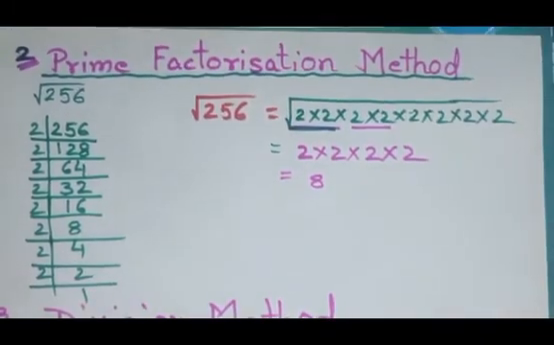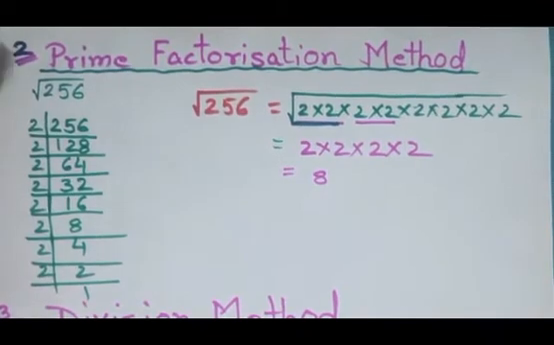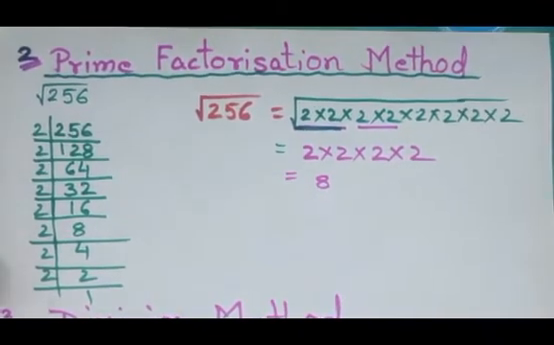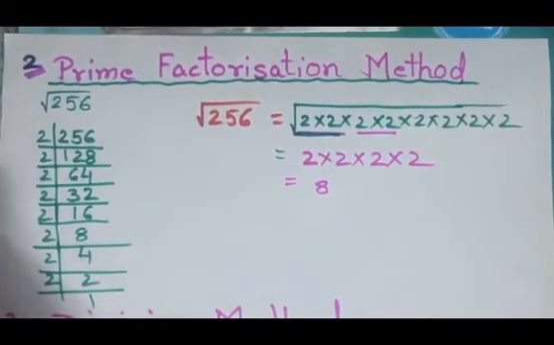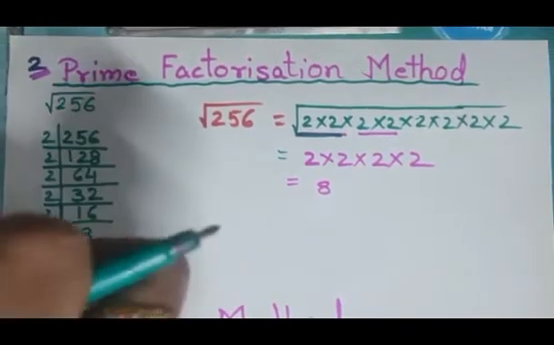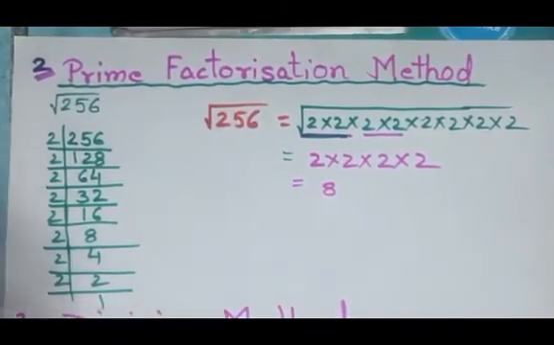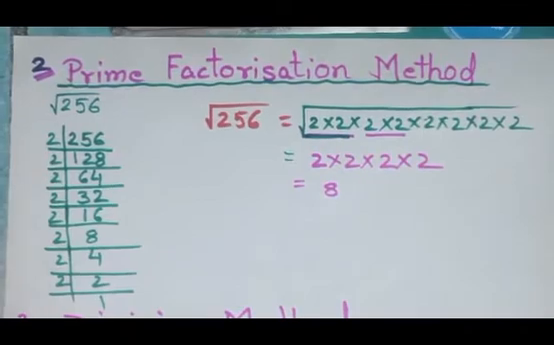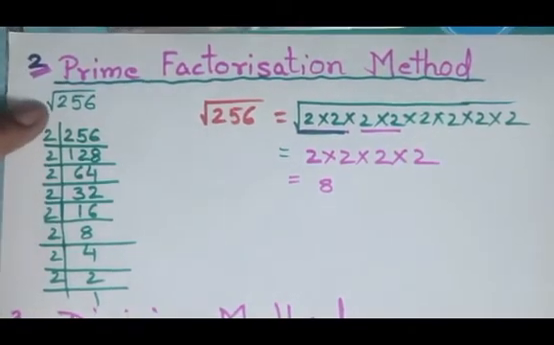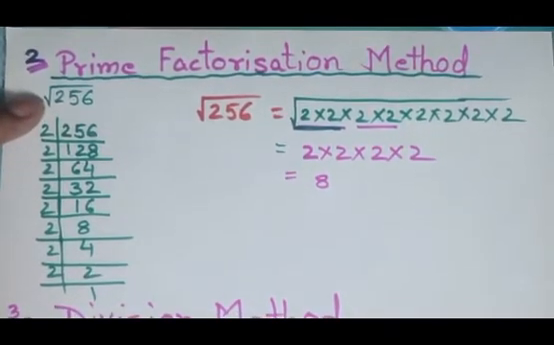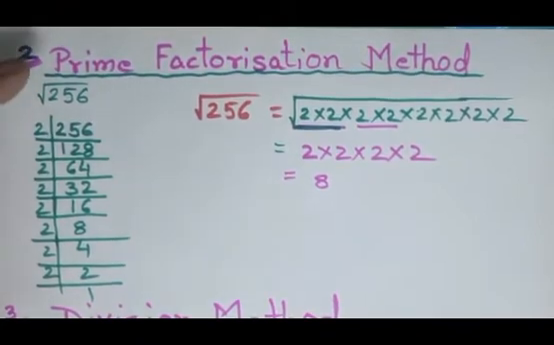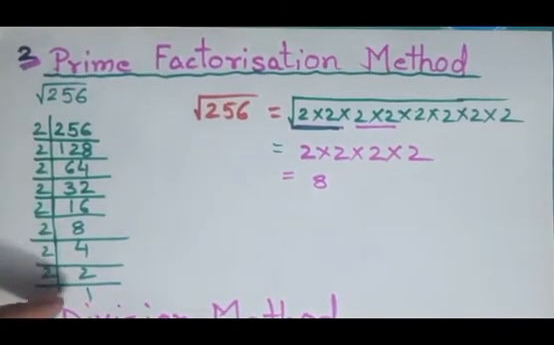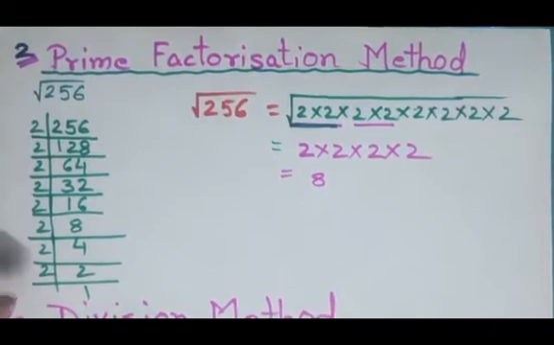Now let us come to our second method, known as the prime factorization method, in which we find the square root by doing prime factorization of the number. Let us try to find the square root of 256. So, first of all, let us find the prime factorization of 256.